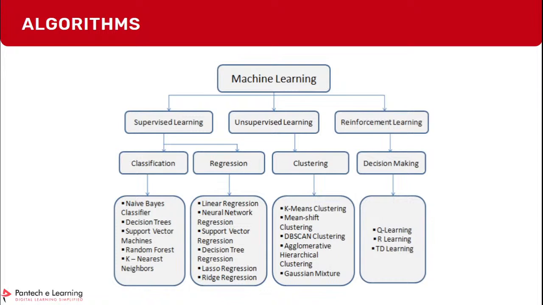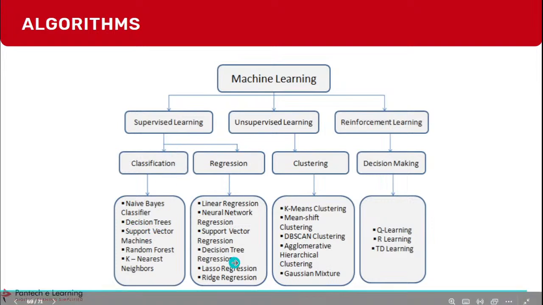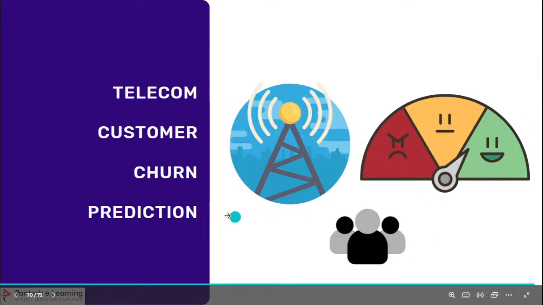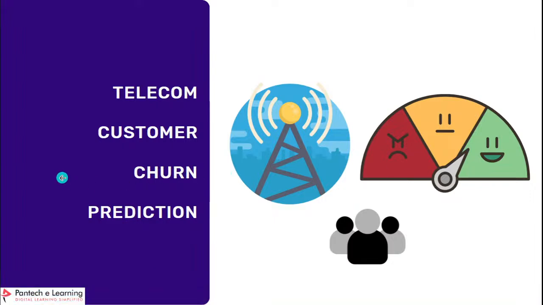So these are some of the algorithms which you have in machine learning. For supervised learning, we have classification and regression. For classification, we have some set of algorithms, and for regression, we have some set of algorithms which is available. Some algorithms play both roles, like decision tree classifier and decision tree regressor and so on.